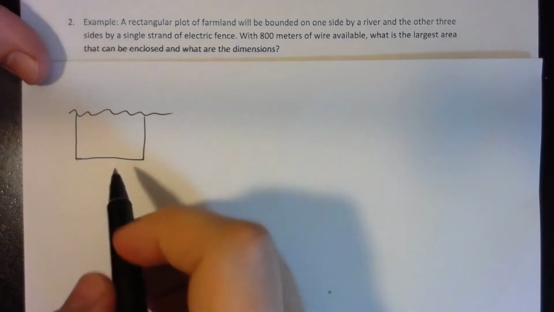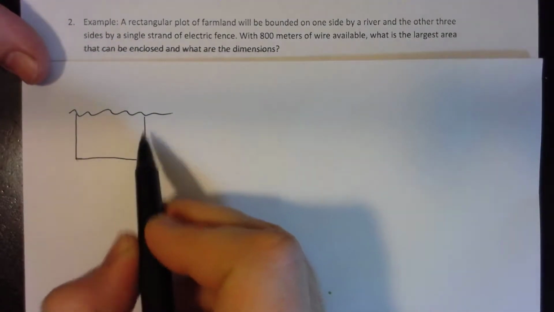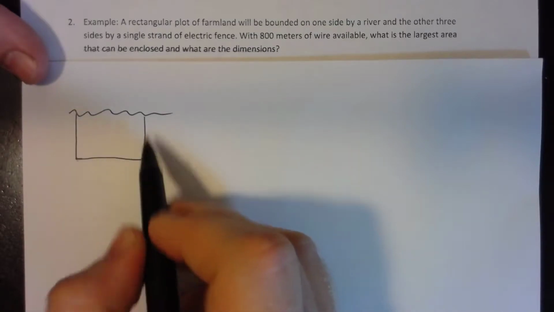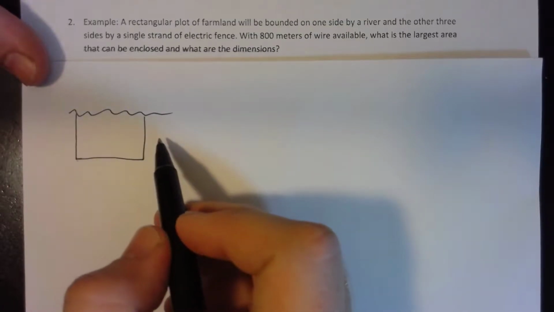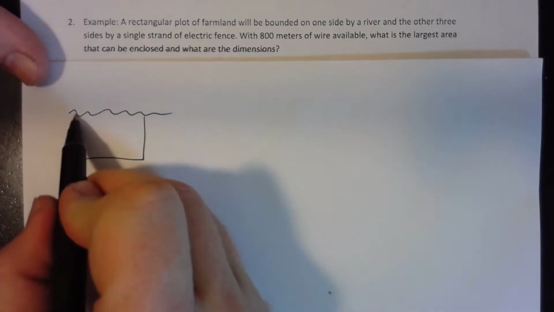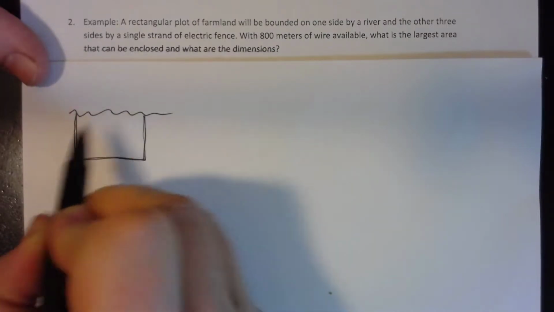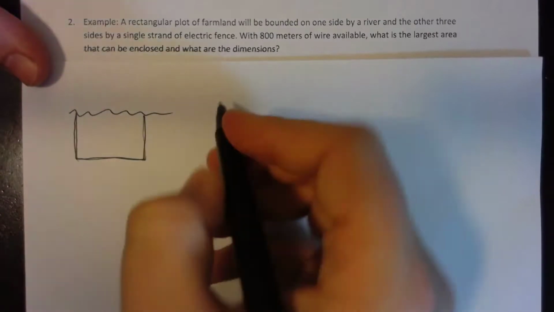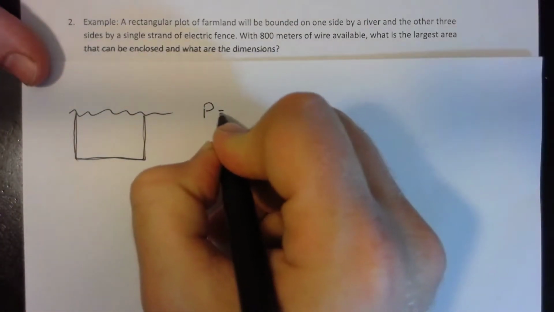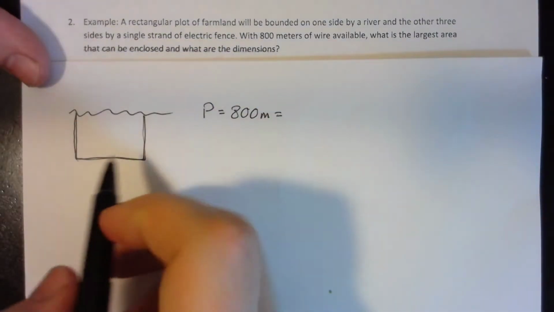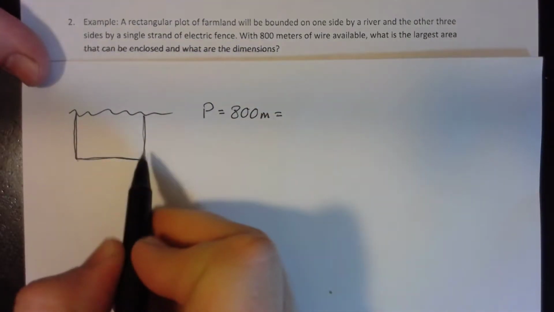You'll notice here I have a rectangular plot of land, or a rectangle, where on one side it's bounded by a river, and the other three it's bounded by the fence. With 800 meters of wire available, meaning that if I have here, here, and here all added up, if I have the perimeter of this setup, the perimeter should be equal to 800 meters. In this case I should probably label these unknown values.